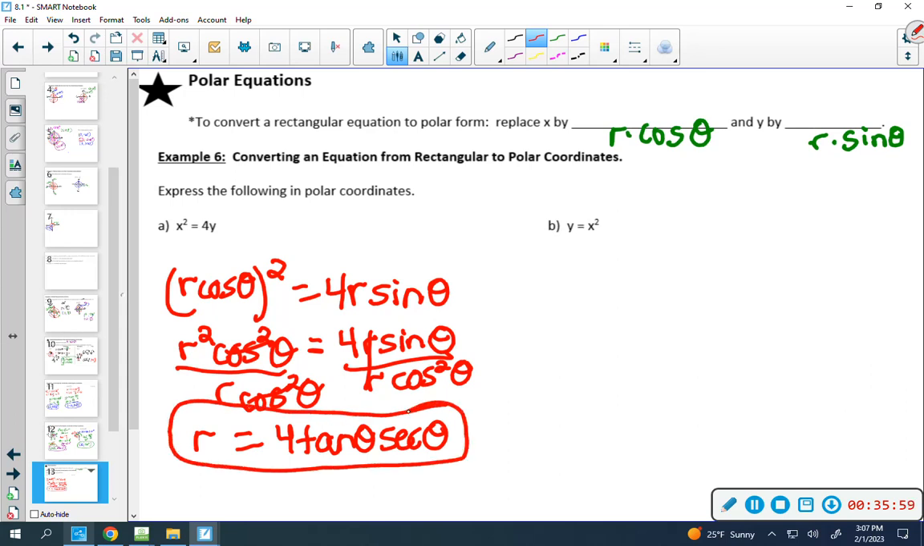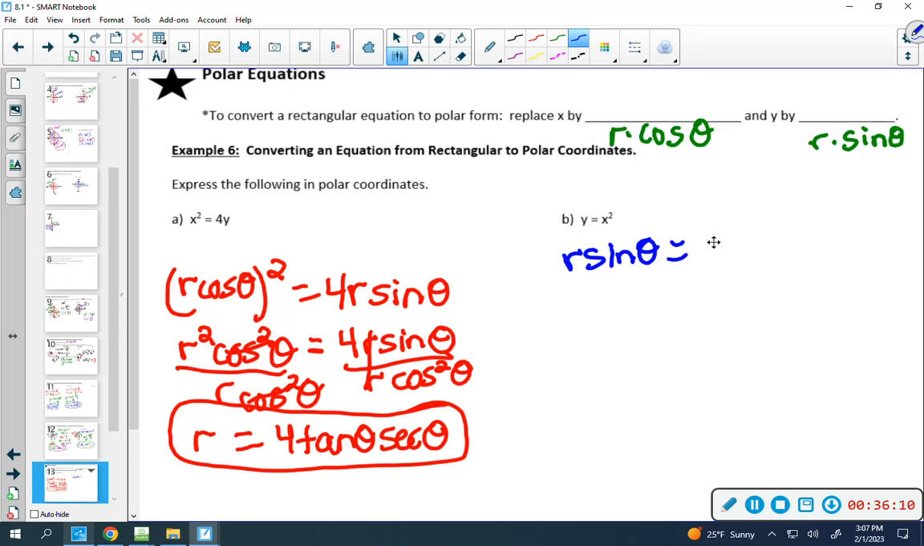All right, let's do this guy. So y, I'm going to put r sine of theta, and x is r cos theta. But of course we're squared. And like the last time, I'm going to square out the right side. So r squared cos squared, maybe.